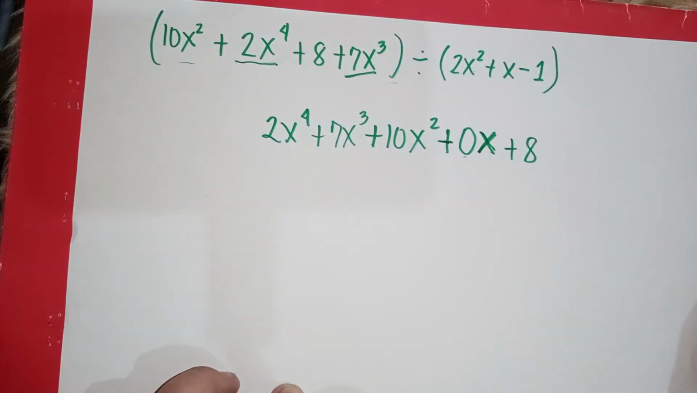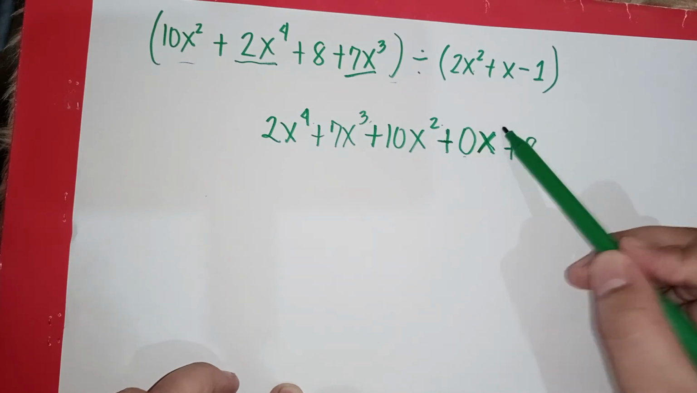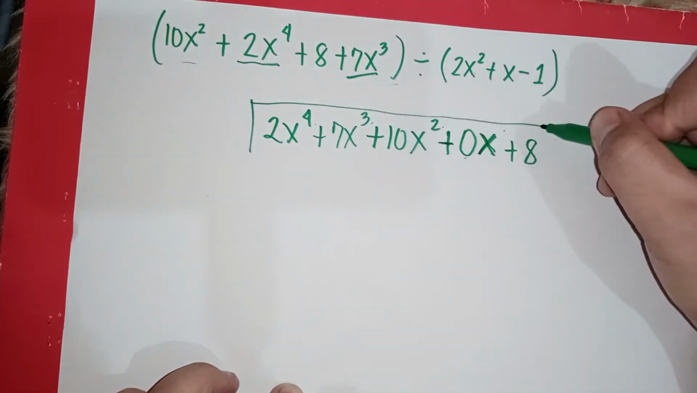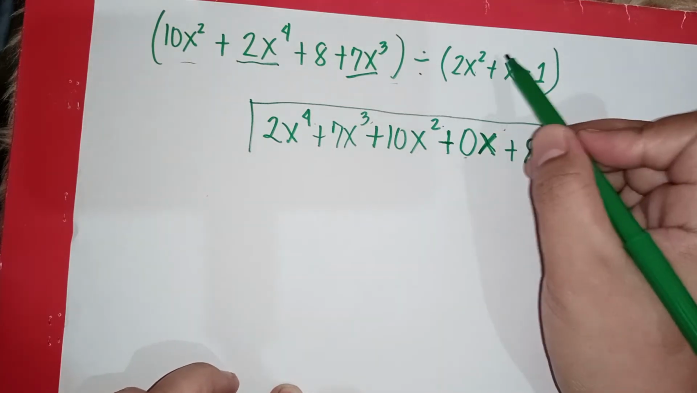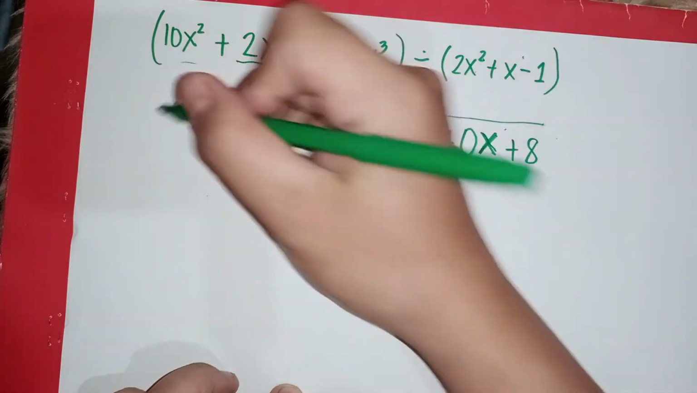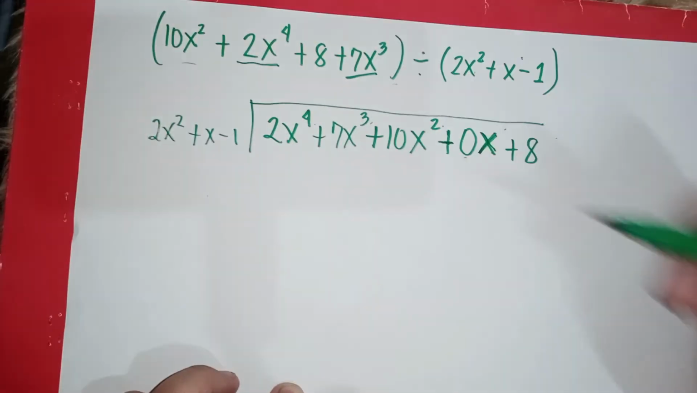So, tingnan natin kung naka-descending order na yung exponent ng ating mga variables. So, you have 4, 3, 2, 1, 0. So, naka-descending order na mga boss. Okay, next, how about our divisor? So, naka-descending order na. So, you have 2, 1, 0. So, copy lang natin ito. Okay, plus x minus 1.